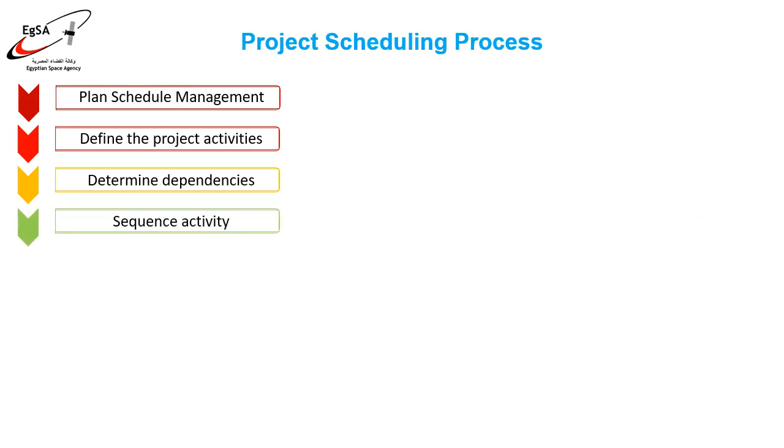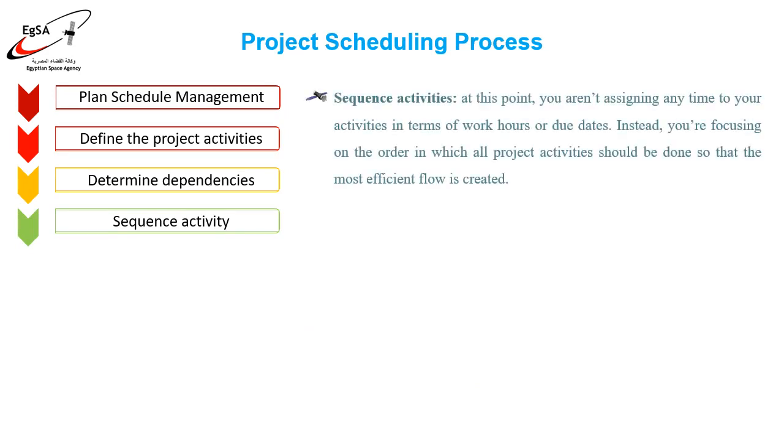4. Sequence activities. After you've established project dependencies among your activities, you can sequence them. At this point, you aren't assigning any time to your activities in terms of work hours or due dates. Instead, you're focusing on the order in which all project activities should be done so that the most efficient flow is created.